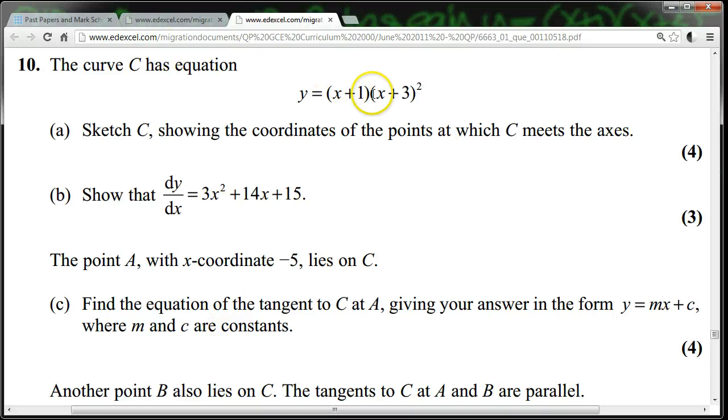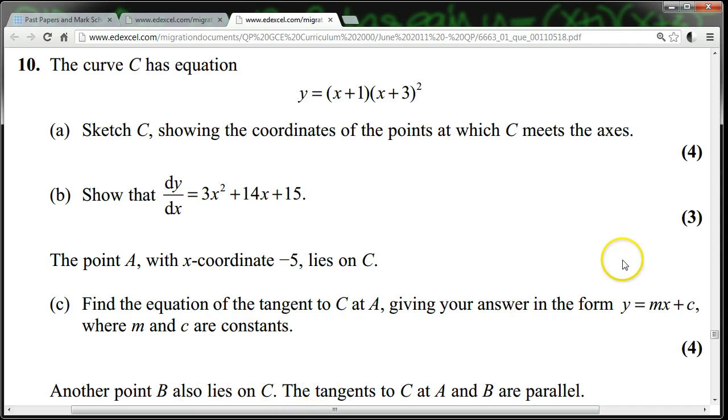The curve C has this equation here. Sketch C, showing the coordinates of the points at which C meets the axes. Show that dy/dx equals 3x squared plus 14x plus 15. The point A with x coordinate minus 5 lies on C. Find the equation of the tangent to C at A, giving your answer in the form y equals mx plus c, where m and c are constants.